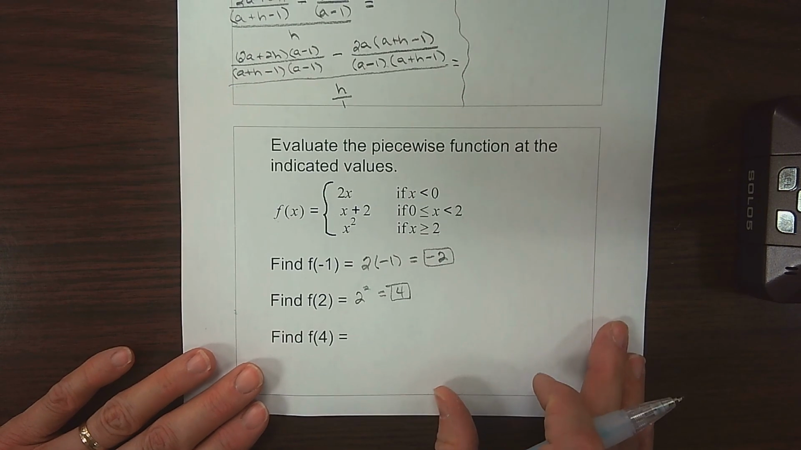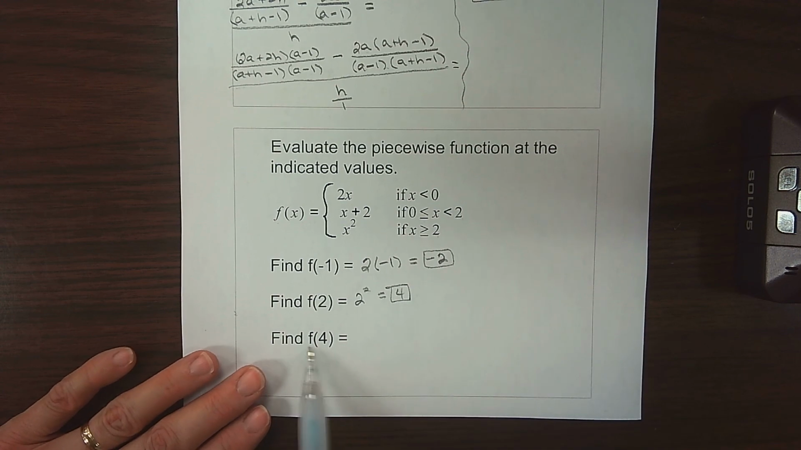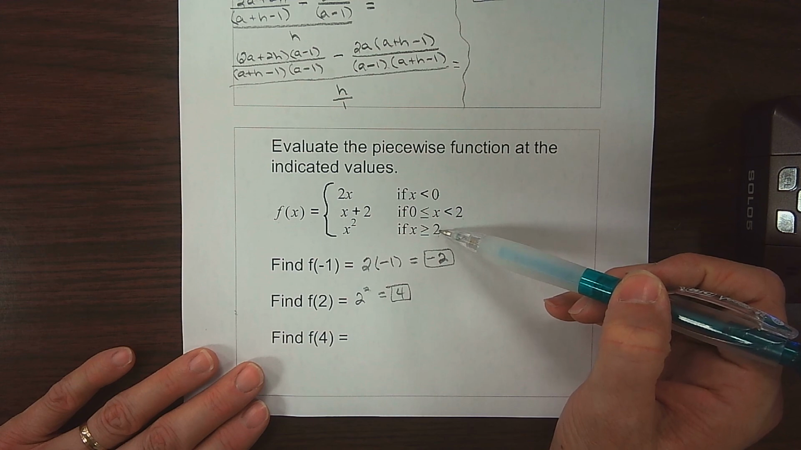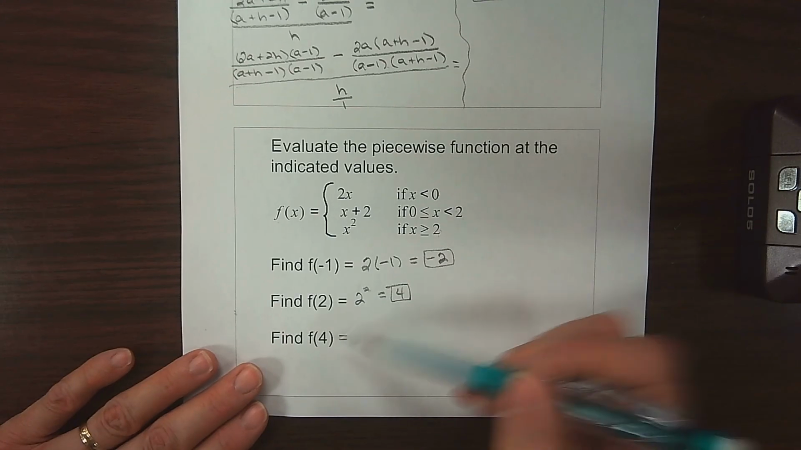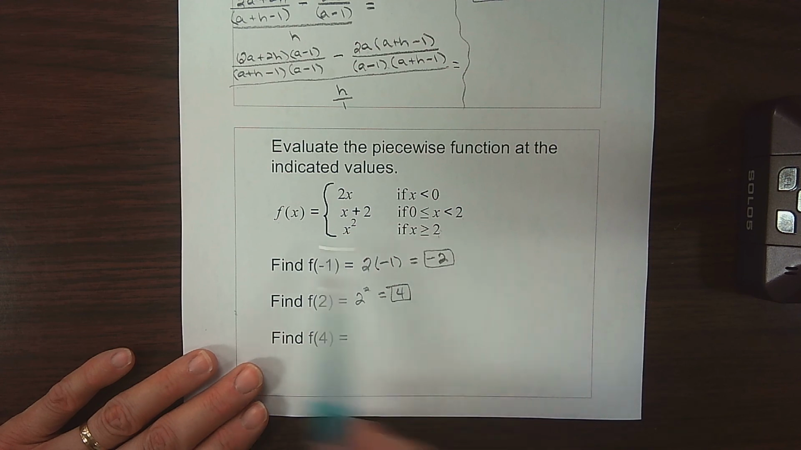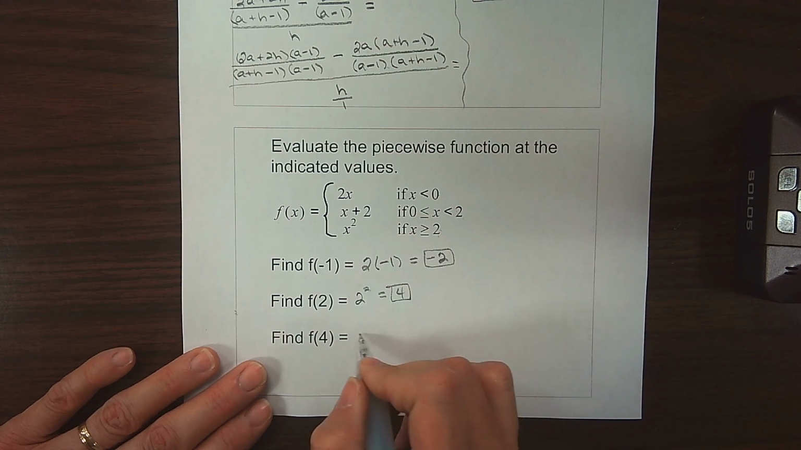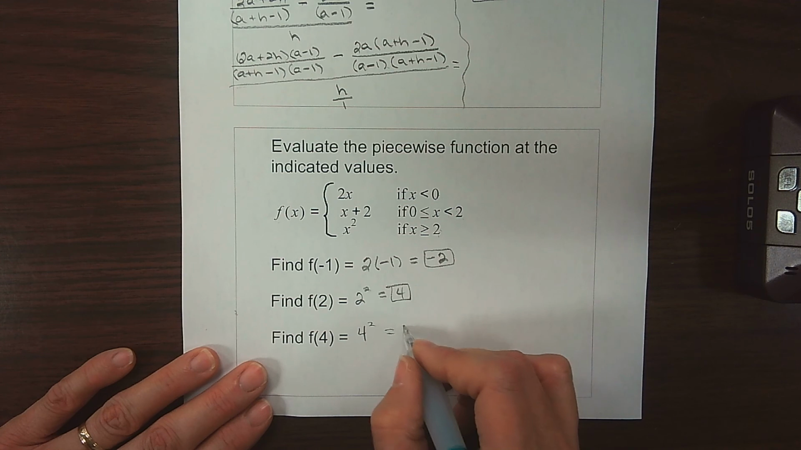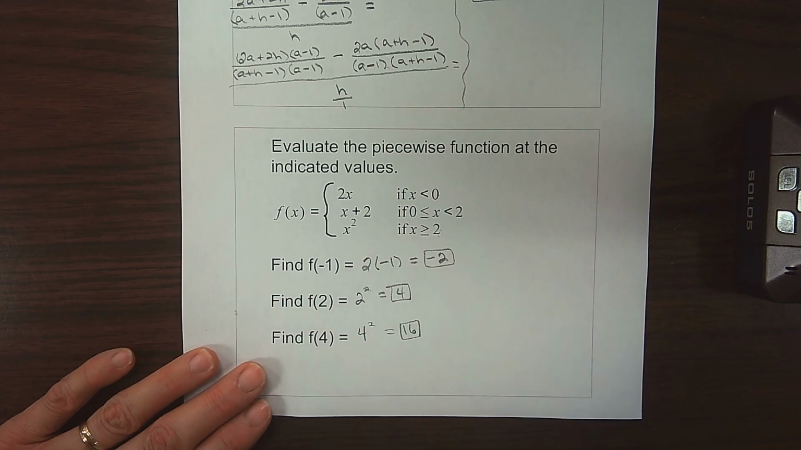And for the very last one here, f of 4, once again, I look at these three pieces to decide which part of the domain I'm considering for my input. It is an x that's greater than or equal to 2. So once again, I'll use the same piece, f of x equals x squared, with an input of 4. 4 squared gives me an output of 16.